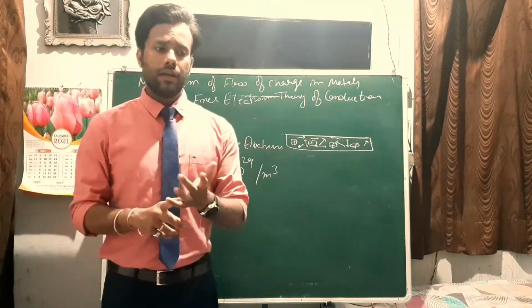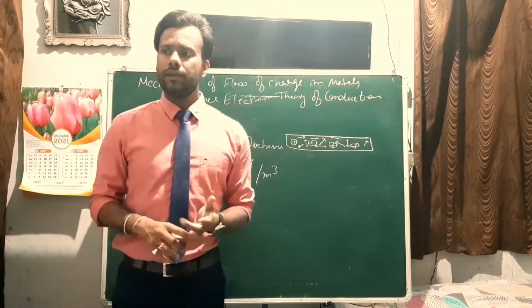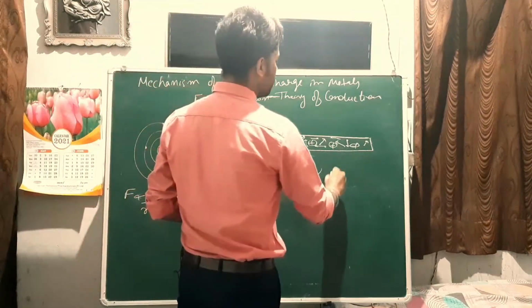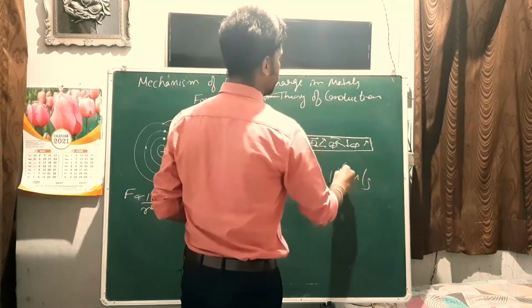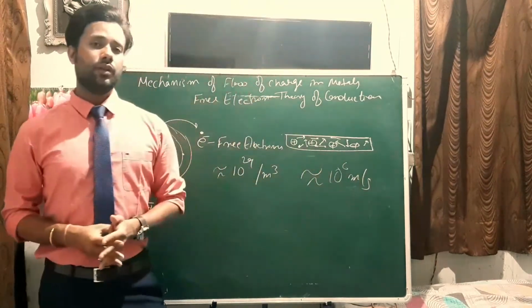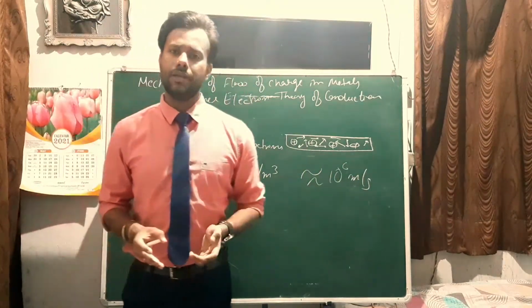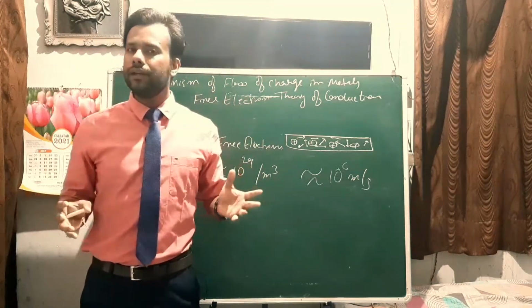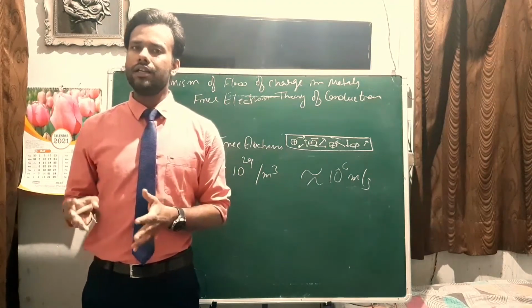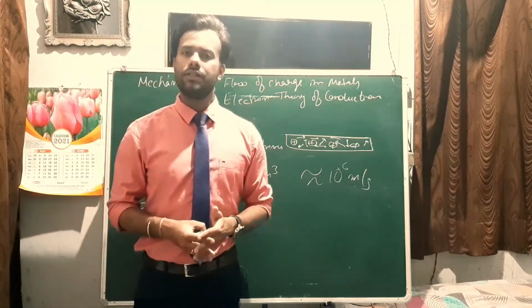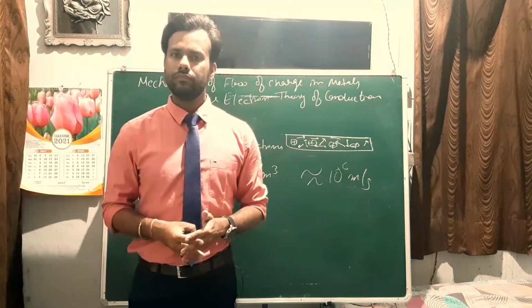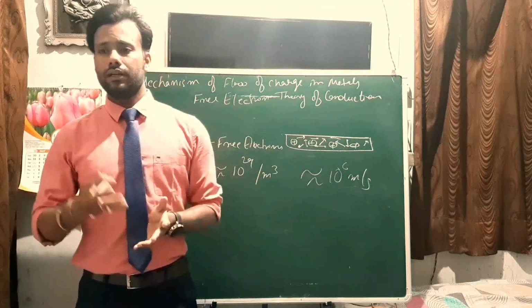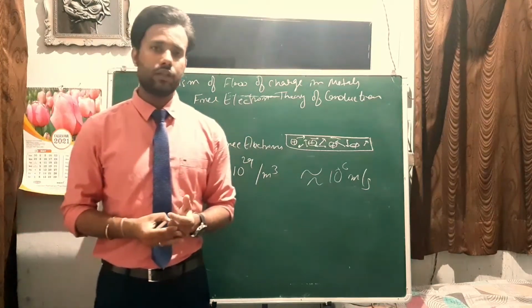The point is, if they are moving, that means they are moving with some velocity, and the velocity is very high. They move with about 10 to the power 6 meter per second. Now, where is this getting the kinetic energy from? They absorb the heat from the environment and convert that heat energy into kinetic energy. So this speed or velocity is also known as the thermal velocity of the electrons.